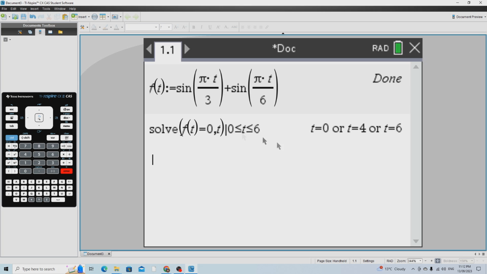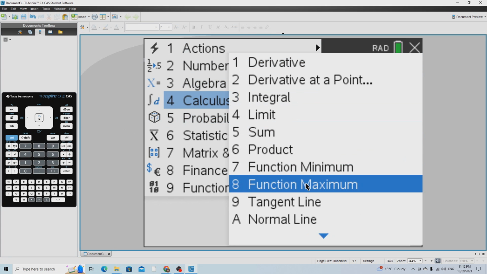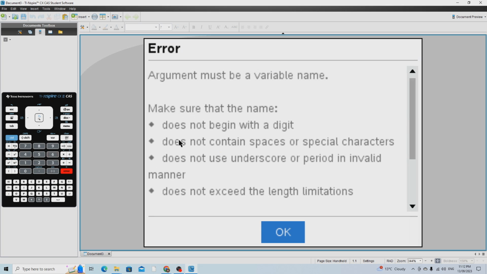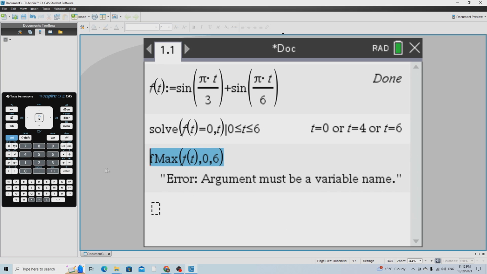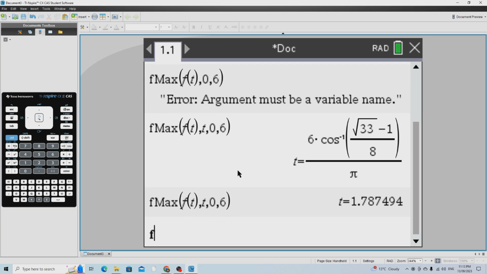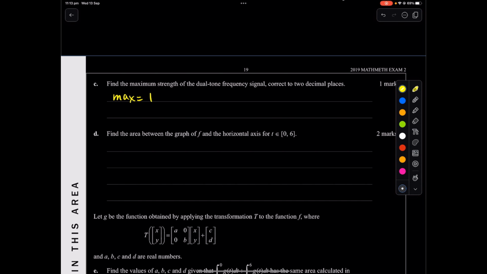Find the maximum strength of the dual tone frequency signal. Okay, very easy. What I'm going to do with my calculator is go menu, go on algebra, oh, not algebra, calculus, maximum. And we want to find the maximum of f of t from, let's say, 0 to 6. Oh, what happened here? Oh, sorry. Given t, okay, we get the t value, which is good. So what's f of this value? And that here is our maximum. So our max is 1.76 to two decimal places.